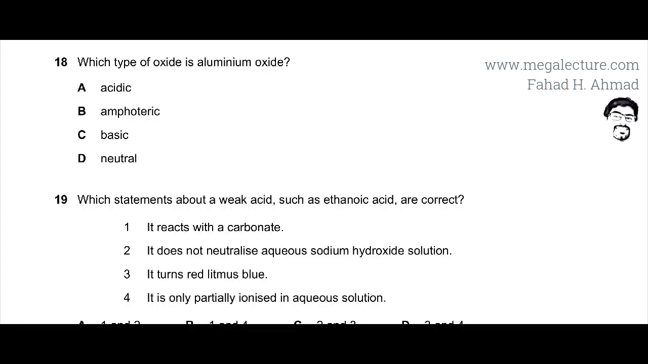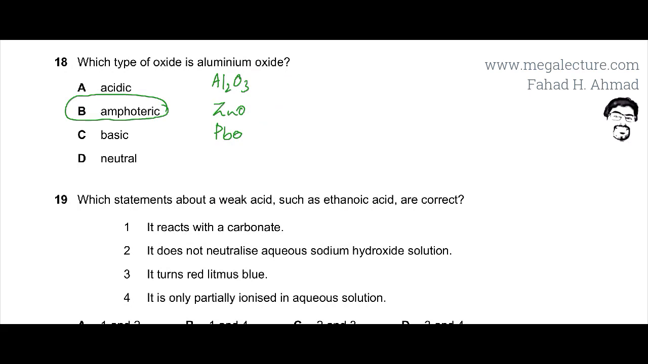The following question reads, what type of oxide is aluminum oxide? Now, aluminum oxide is an amphoteric oxide. It's one of the few oxides that are amphoteric. So Al2O3 is one amphoteric oxide. You have zinc oxide and lead oxide. So these are some of the amphoteric oxides.